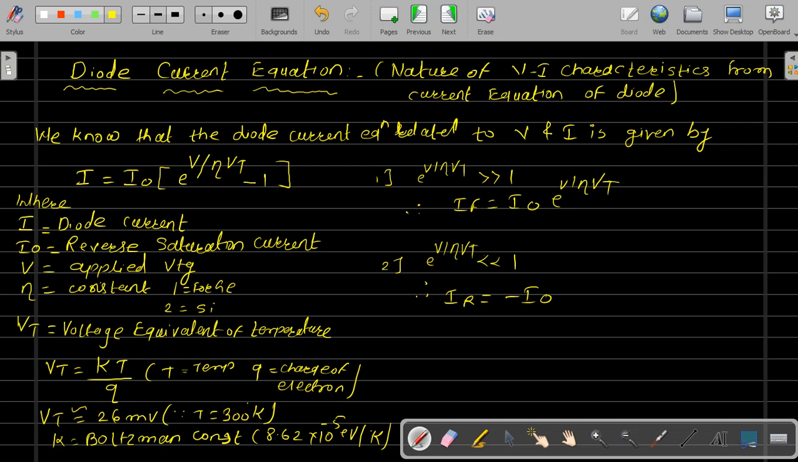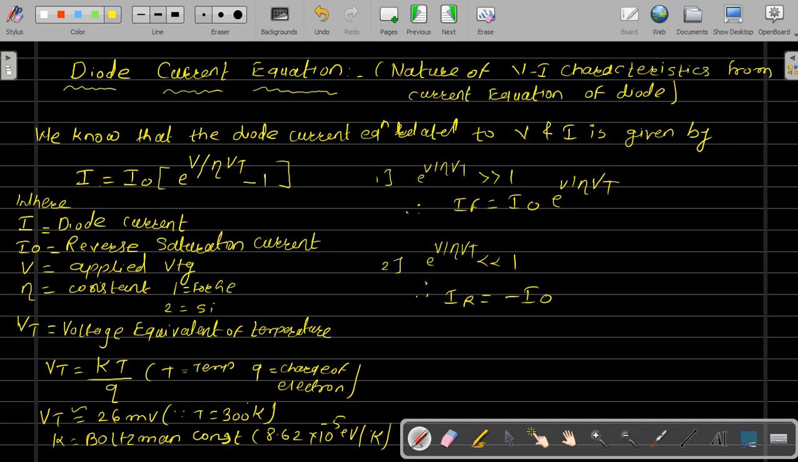Now this voltage equivalent of temperature indicates the dependency of your diode current on the temperature. As we know, for every 10 degree rise in temperature, the reverse saturation current doubles, and for every 1 degree rise in temperature, the input voltage reduces by 2.5 millivolts. That is a very important effect of temperature on your PN junction diode or any semiconductor material.